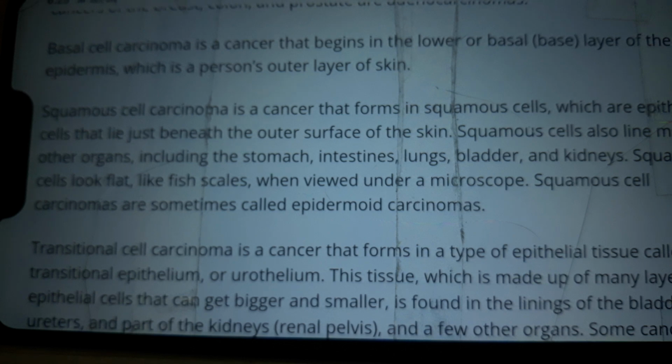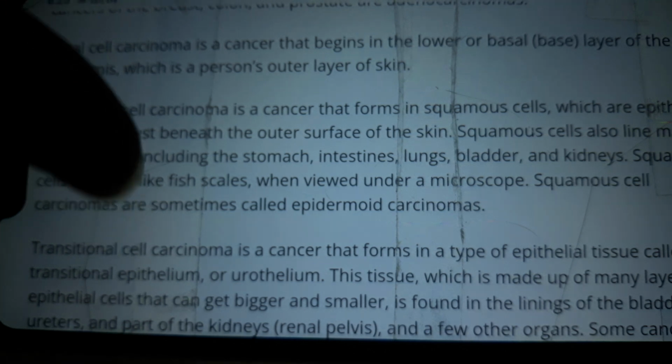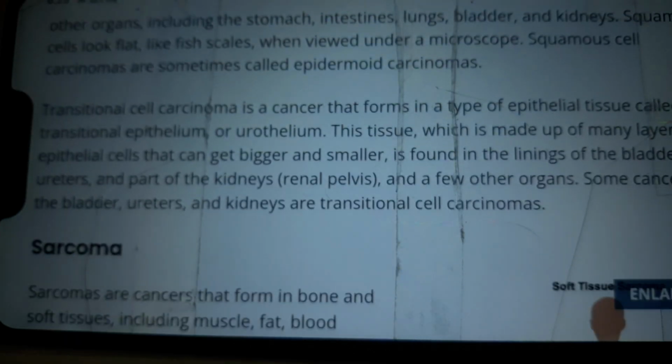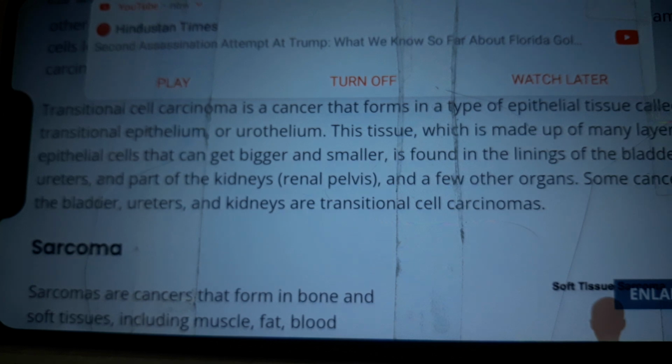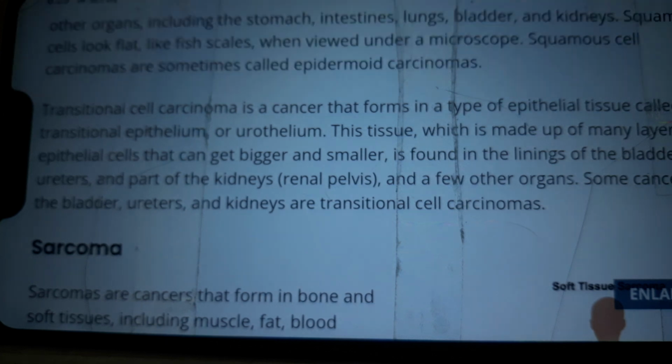Okay, more about transitional cell carcinoma. It is a cancer that forms in a type of epithelial tissue called transitional epithelium, or urothelium. It's made of many layers of epithelial cells that get bigger and smaller. It's found in the linings of the bladder, ureter, parts of the kidneys, renal pelvis, and a few other organs. Some cancers of the bladder, ureters, and kidneys are transitional cell carcinomas.